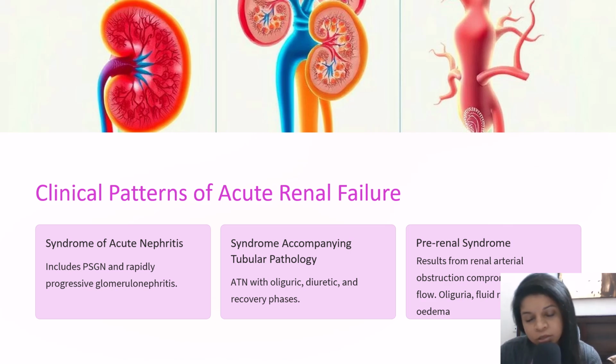Pre-renal syndrome, as I said, is where the vascular supply is cut off and the kidney is not functioning properly. When the kidney is not functioning, the patient will have oliguria or anuria, and because fluid is not going out, fluid will get accumulated in the body, and then the patient will start showing edema.